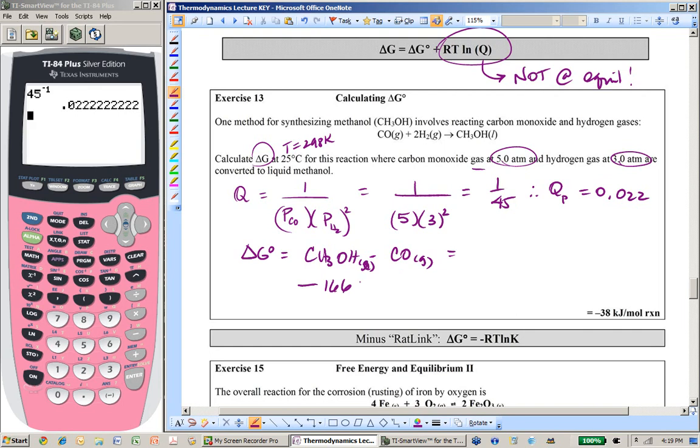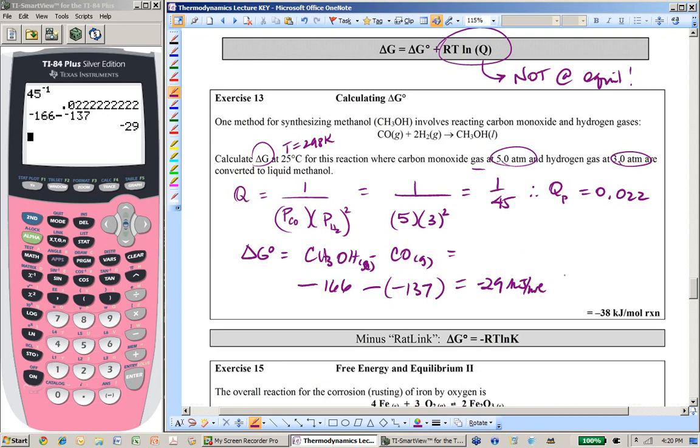And then I look at CO gas. Don't forget that's a minus sign. And I find CO gas at negative 137. And that equals negative 166 minus negative 137. Negative 29. And what's that going to be? Kilojoules per mole. So what else do you want me to do?